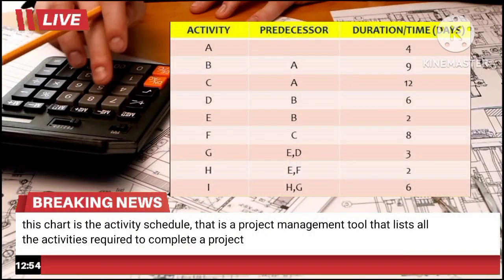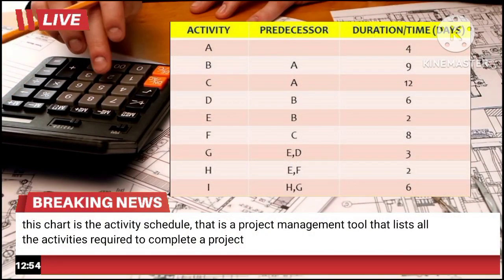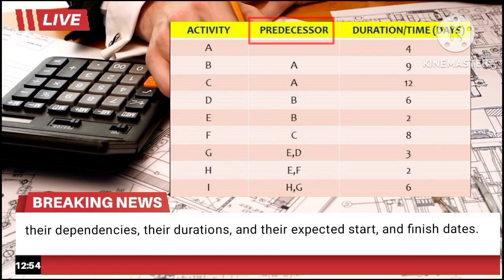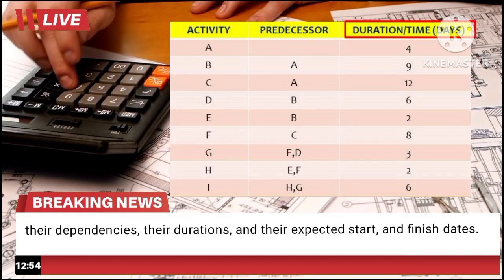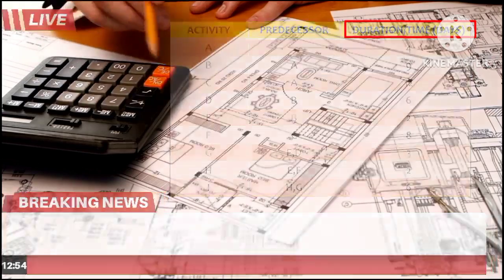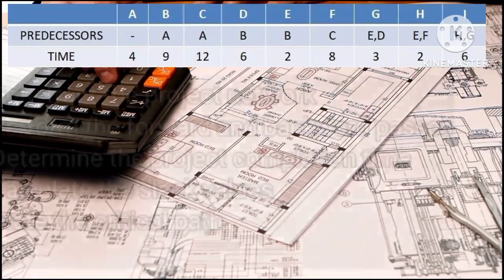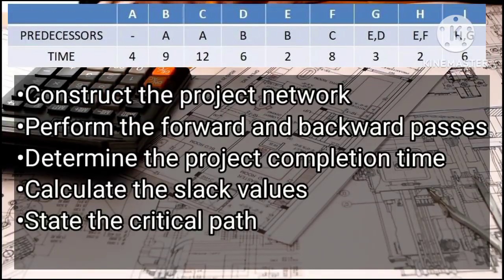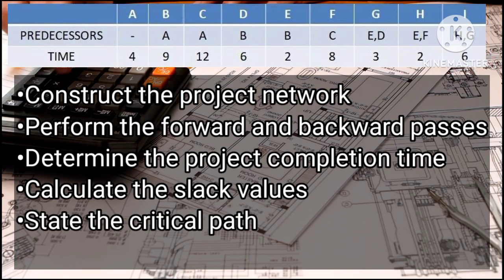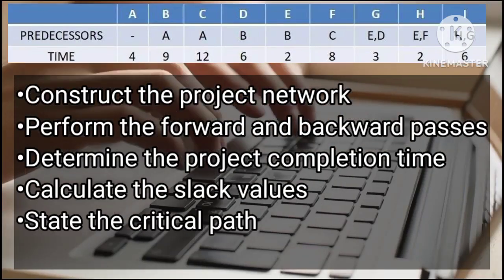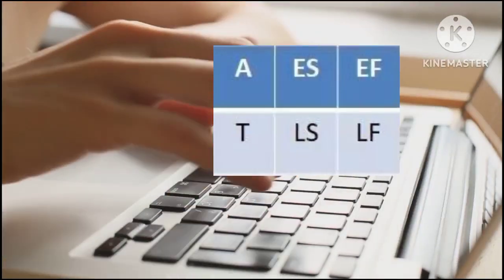This chart is the activity schedule, a project management tool that lists all the activities required to complete a project, their dependencies, their durations, and their expected start and finish dates. As the project activity schedule shows, there are 5 things we need to do: construct the project network, perform the forward and backward passes, determine the project completion time, calculate the slack values, and lastly, state the critical path.